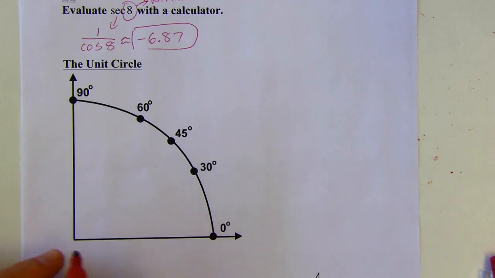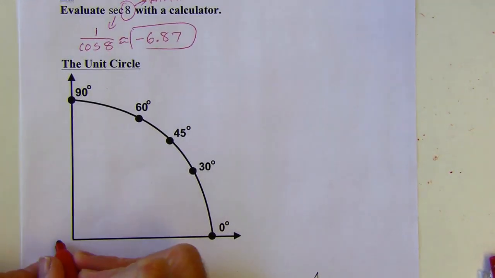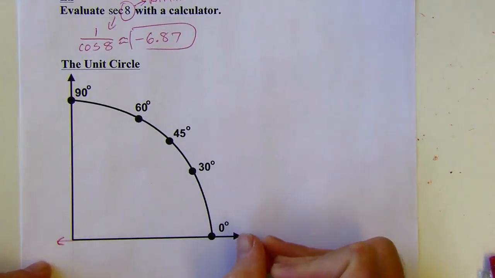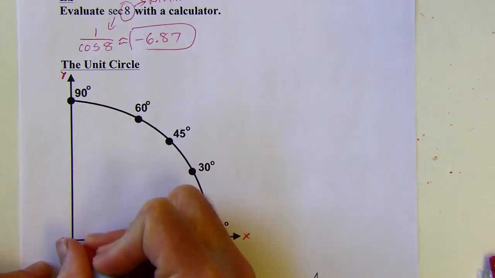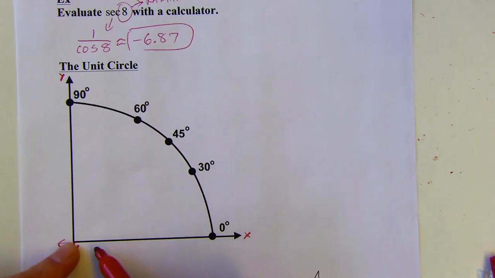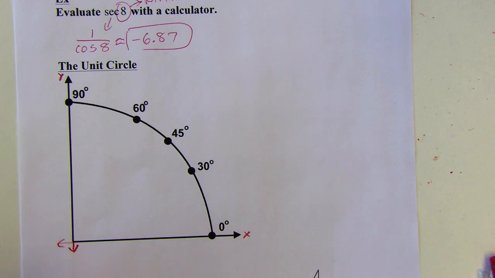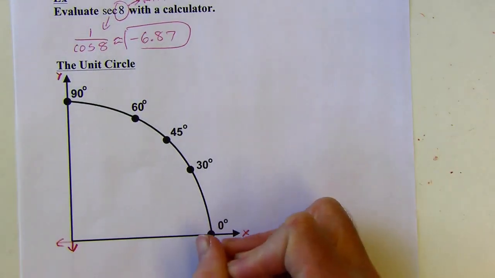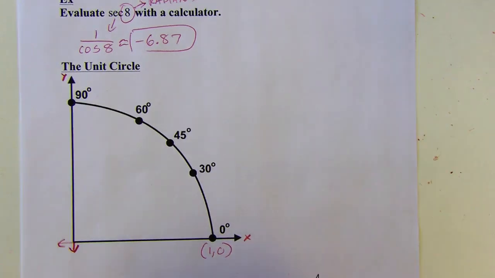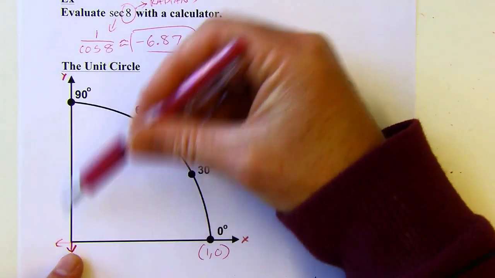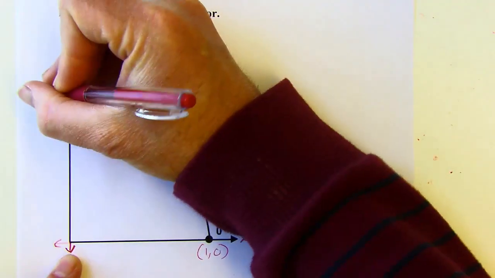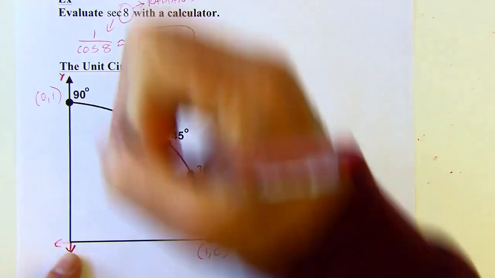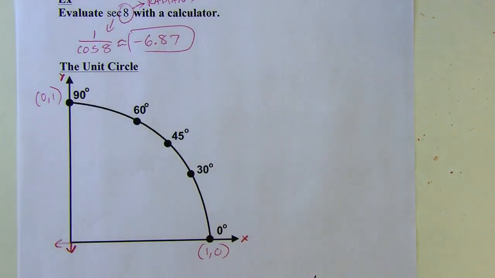So, if we're on an x-y axis here, and remember the unit circle has a radius of 1, so that means that the coordinates of this point right here are 1, 0, okay? And since here I'd be going 0 to the right, 1 up, this will be 0, 1. Okay?